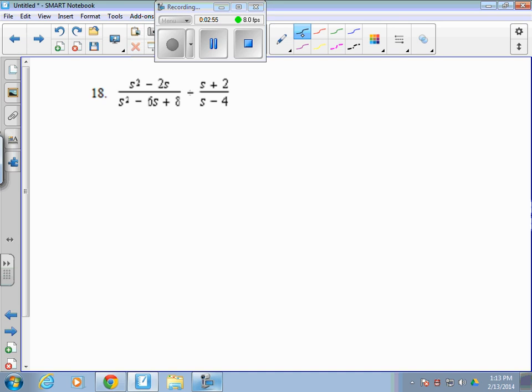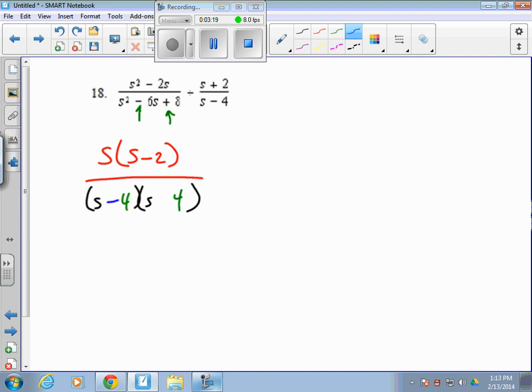18 says s squared minus 2s. Take out what they have in common, s, and you're left with s minus 2. Don't confuse that with a 5. Separate that trinomial as well. S times s. Your factors of 8 are 4 and 2 that you want to use. This means they're the same sign. This means they're both negative. So minus 4, minus 2. I'm supposed to say 2, that second one. Minus 2.